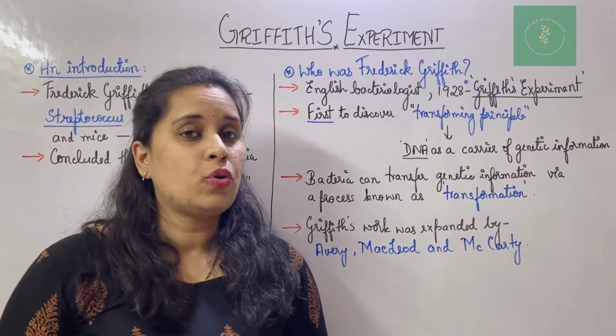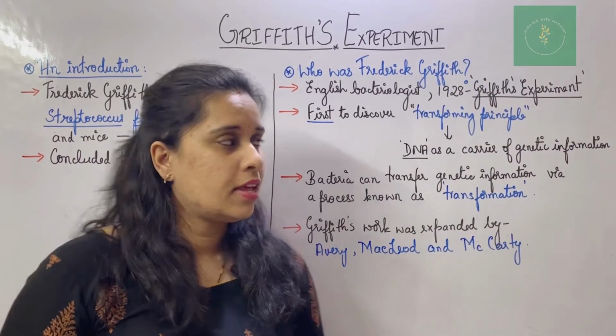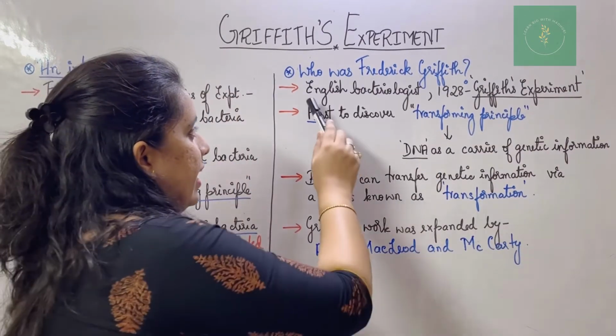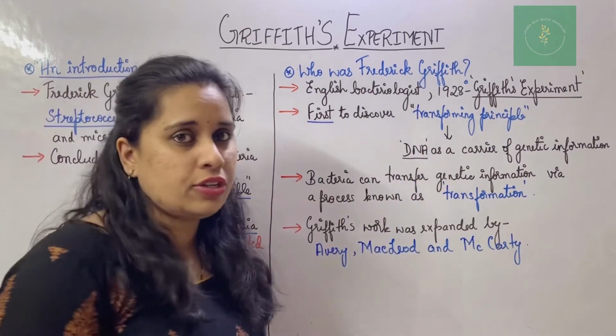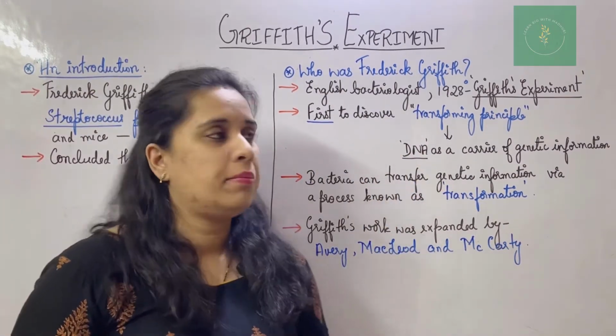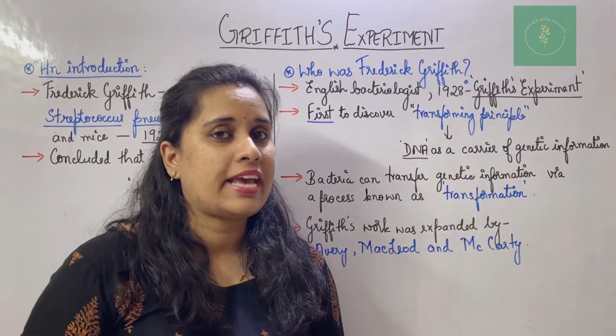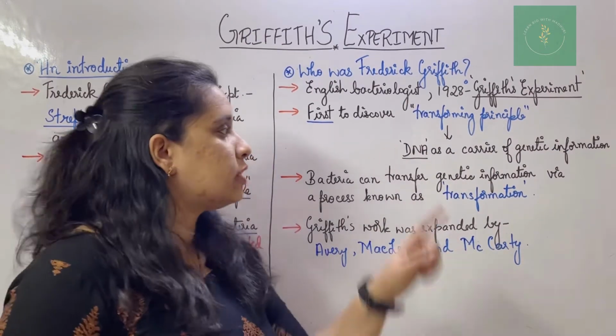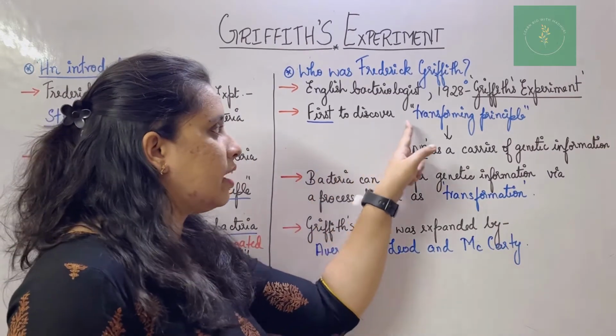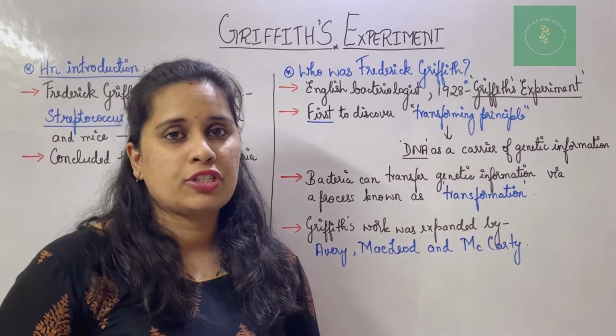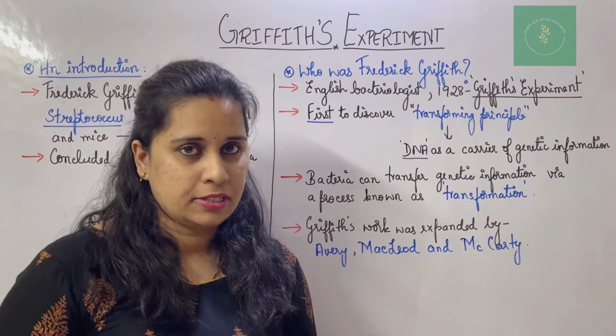Now let us know who is Fredrick Griffith. Fredrick Griffith is an English bacteriologist who started his experiment in 1928, which was named Griffith's experiment. Griffith was the first person to discover the principle which is called the transforming principle.